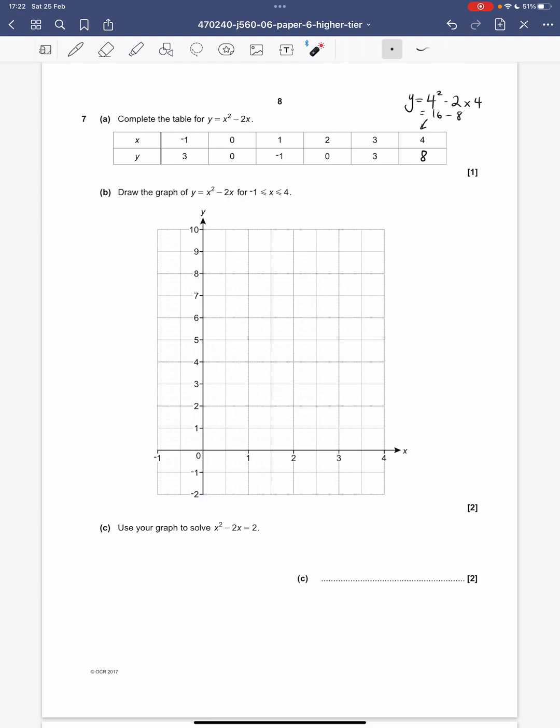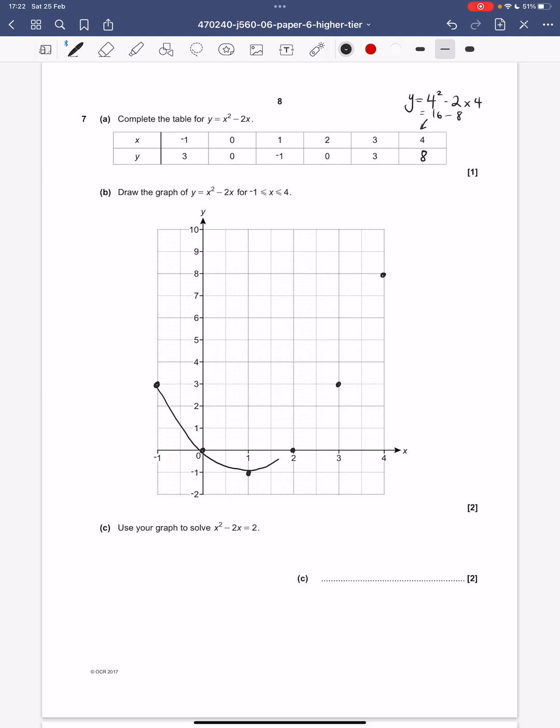And then we plot. So the first one, x is minus 1, y is 3. So we go to minus 1 on the x first of all, and then we go up 3 for the y. So that's there. And then 0, 0. 1, minus 1. 2, 0. 3, 3. 4 and 8.